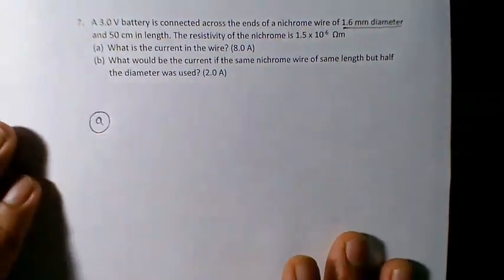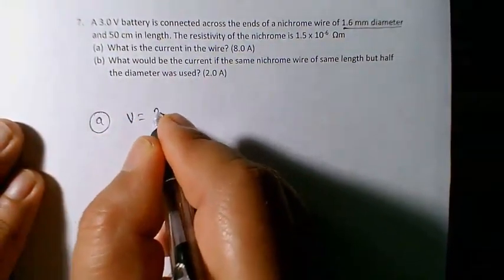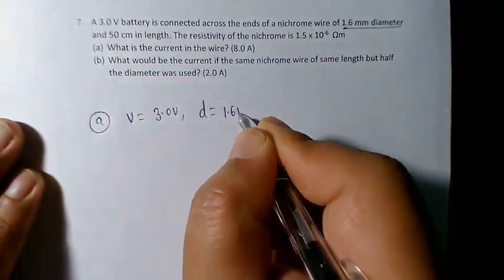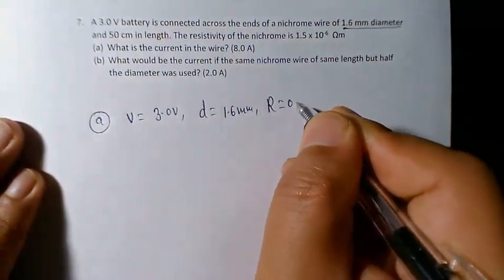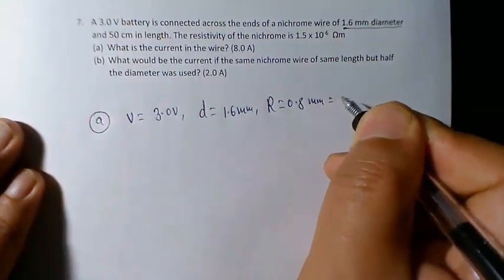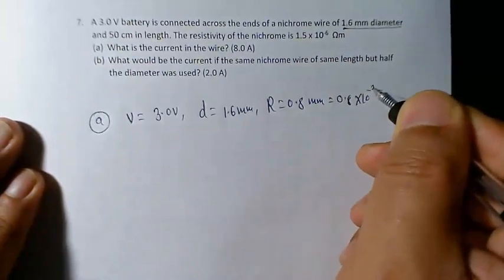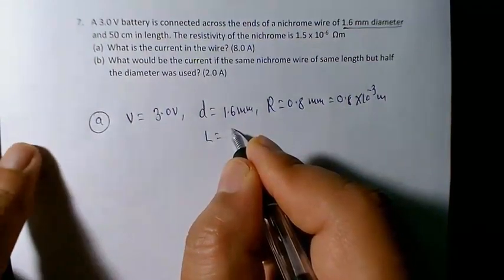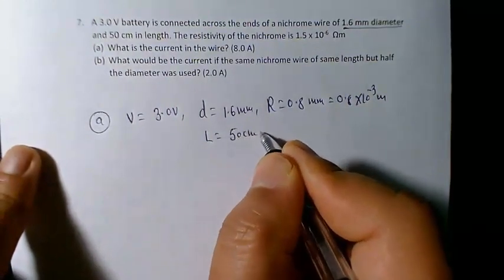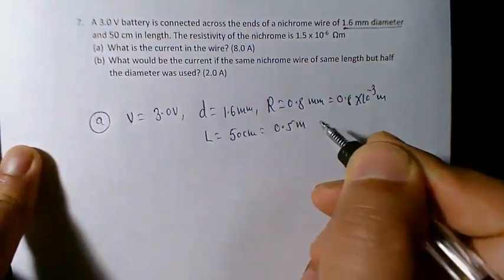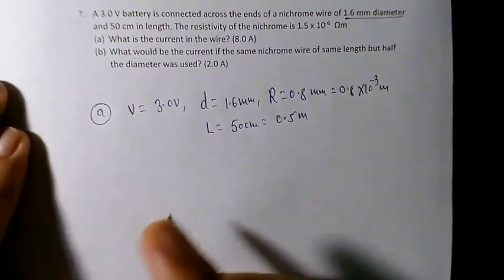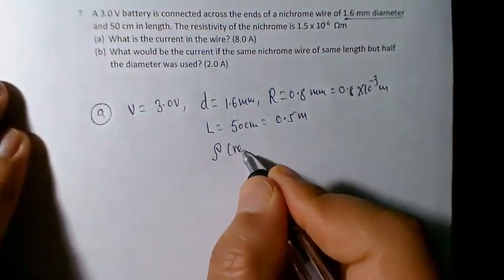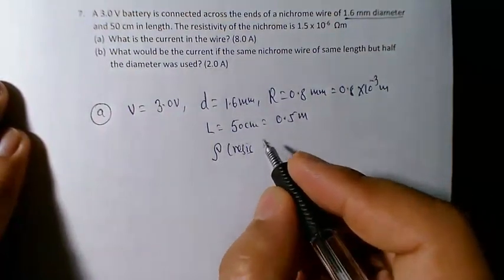Okay, here's the first question. What are you given? You're given the voltage of the battery used, 3 volt. And you're given the diameter of the nichrome wire, 1.6 millimeter. So the radius will be 0.8 millimeter, which is 0.8 × 10^-3 meter. And its total length is 50 centimeter, which is half a meter. Make sure you convert everything into standard units during the calculation. And remember this rho symbol is the resistivity. Read my lecture slide about the resistivity.